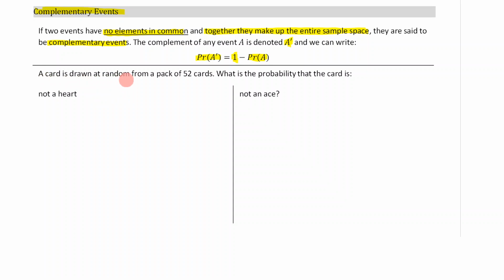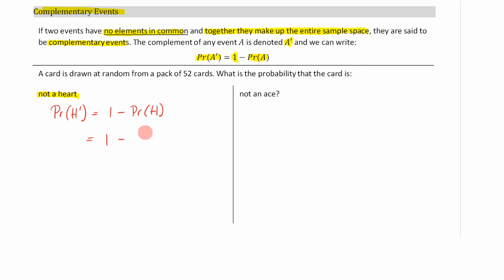A card is drawn at random from a pack of 52 cards. What is the probability that the card is not a heart? So to figure out the probability that it is not a heart, what we're going to do is go 1 minus the probability of getting a heart. So we're going to find the probability of getting a heart and then subtract that from 1.